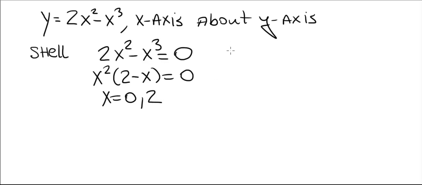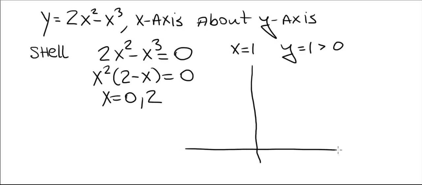Let's take a value of x between 0 and 2, say x equal to 1. Plug it into the function, and we find that y is 1. What's important is that it's positive. So when x is between 0 and 2, y is positive and the graph is above the x-axis. y equals 1 is not going to be the highest value of this function on the interval 0 to 2, but we don't care what the highest value is, because we'll not be using variable y to integrate.